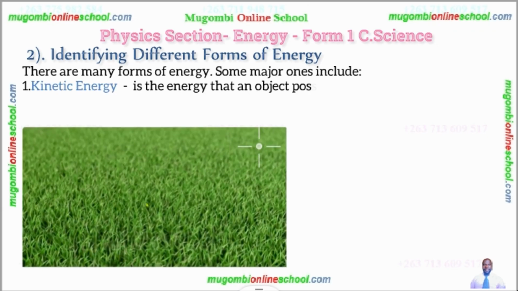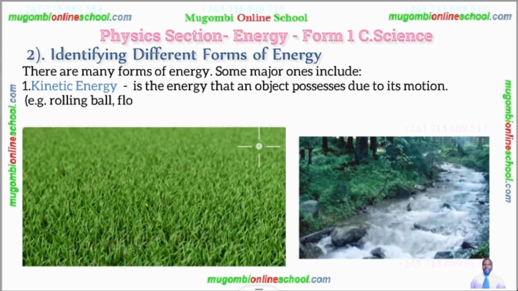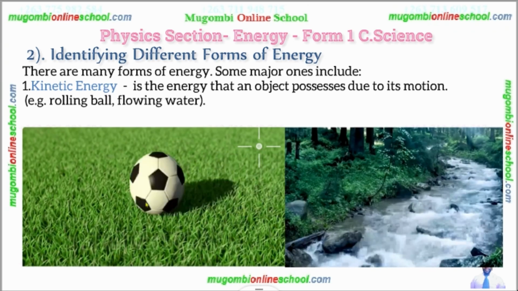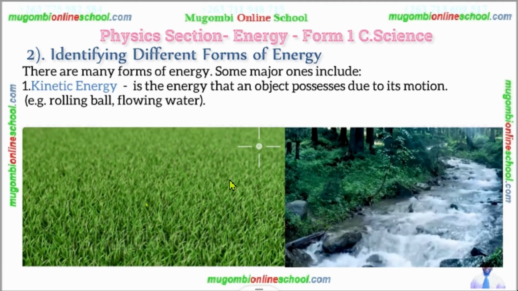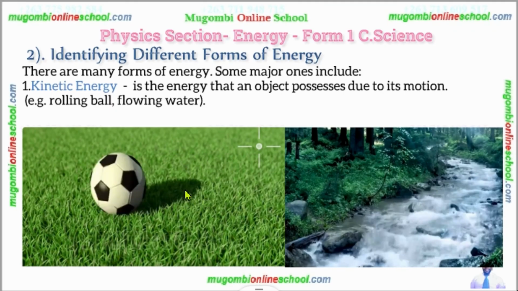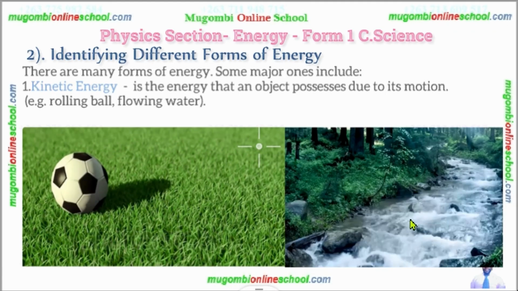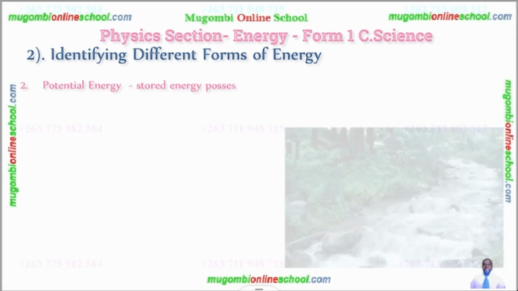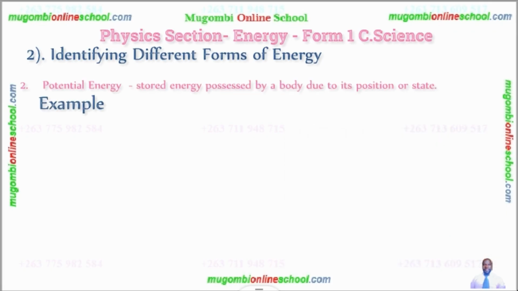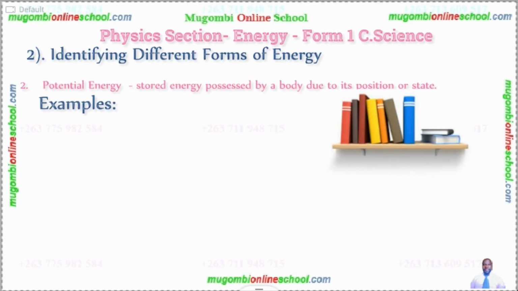Some major ones include kinetic energy, which is the energy that an object possesses due to its motion. For example, a rolling ball or flowing water. If you roll a ball thoroughly, it may hit someone. Water may also sweep someone away, even leading to death. Then potential energy, that is the stored energy possessed by a body due to its position or state.